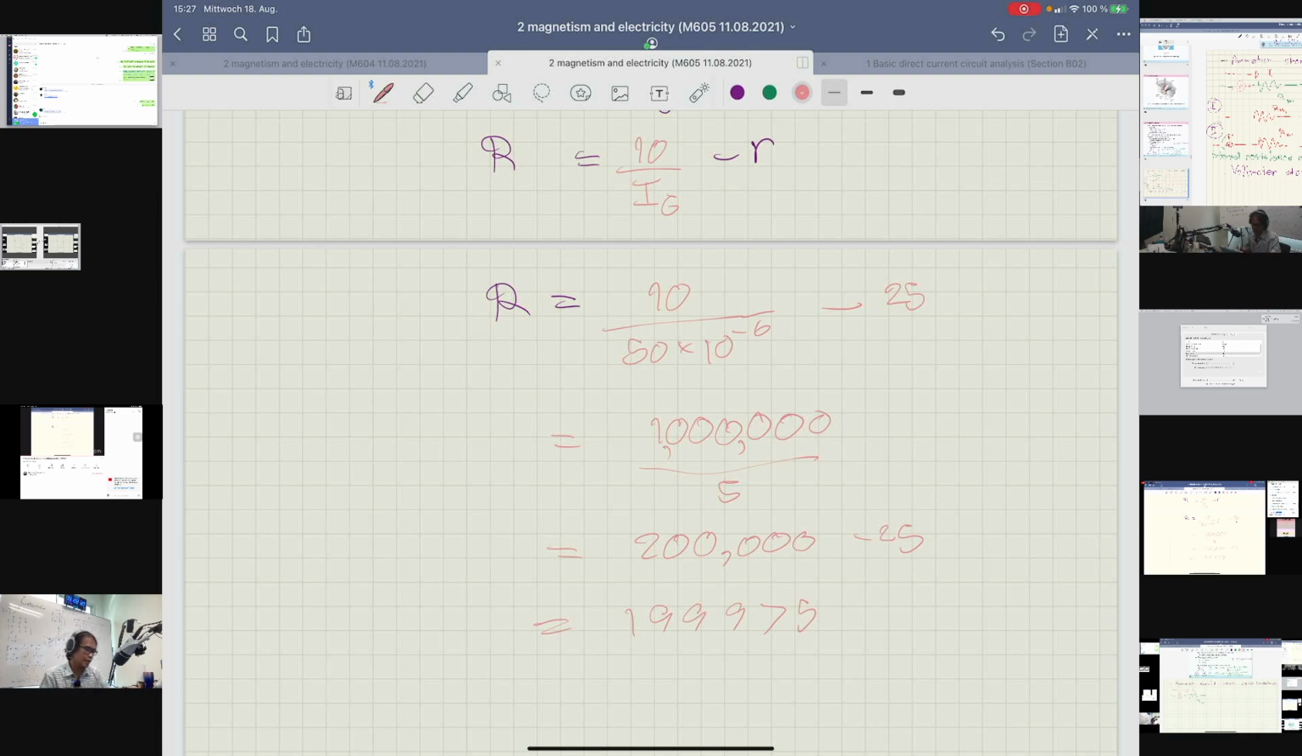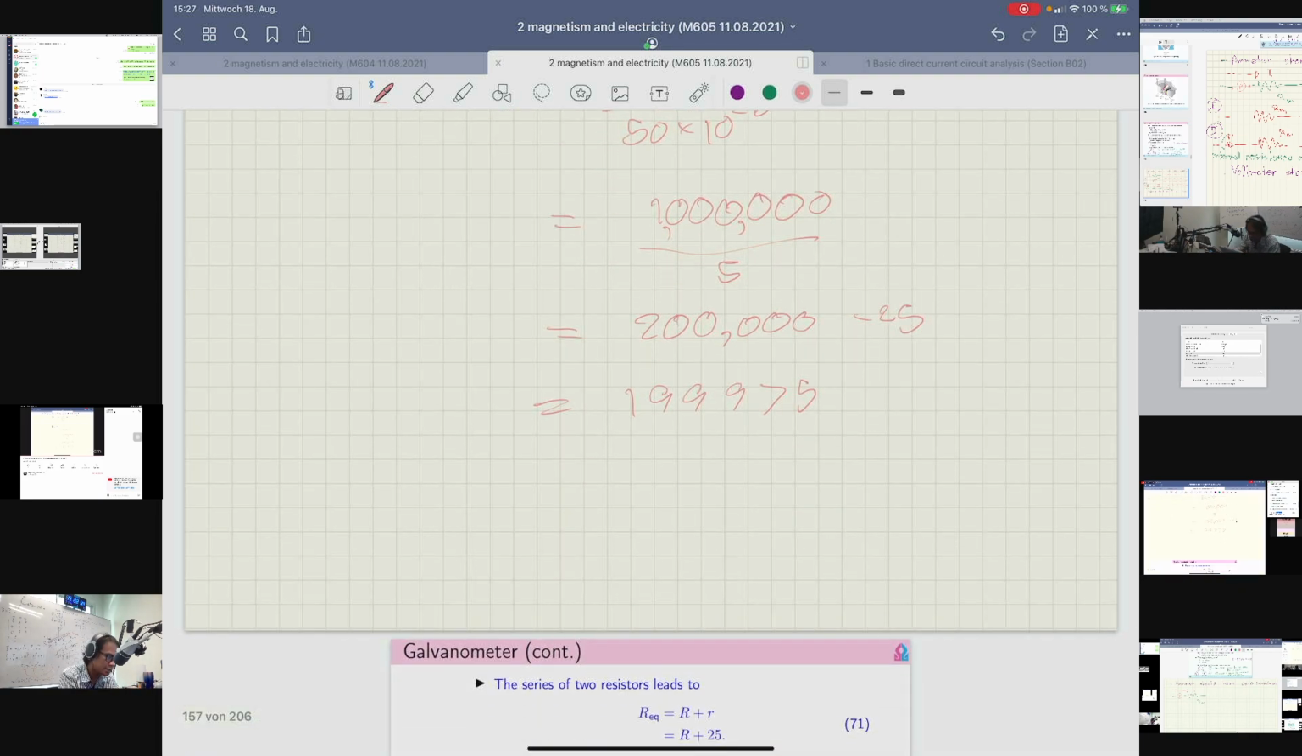199.75. Okay, and if you write it in the kilo scale, it's going to be 199.975. This is ohm, right? And here is kilo ohm, right? But it's not easy for you to find this value.